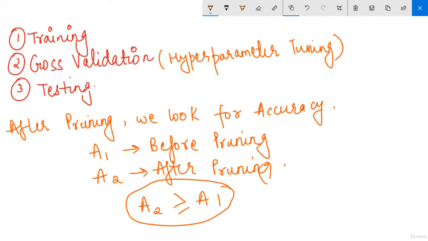After pruning, our accuracy should increase. Obviously, it should increase, right? That is the main motive of everything we are doing. If A2 is greater than A1, we will allow it to prune, and if not, then we retain it. So we keep on iterating and find the values like this. I hope you are clear up to this.